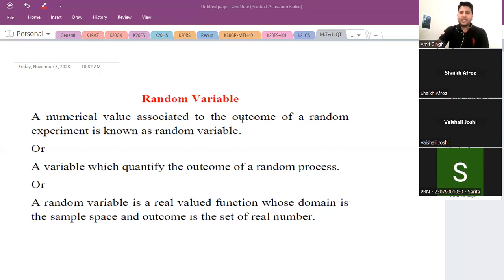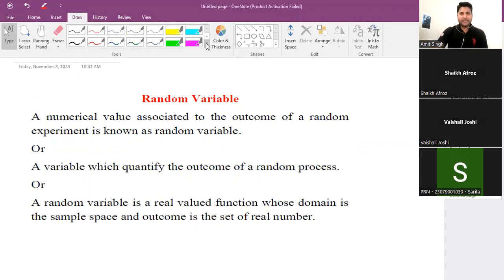It starts with a random variable. The random variable is a term associated to probability. So what is a random variable? The numerical value associated to a random experiment is known as a random variable. Now, what exactly do we mean by it?